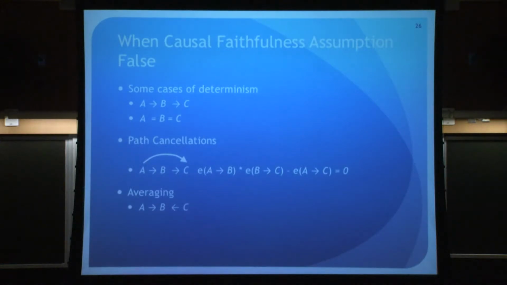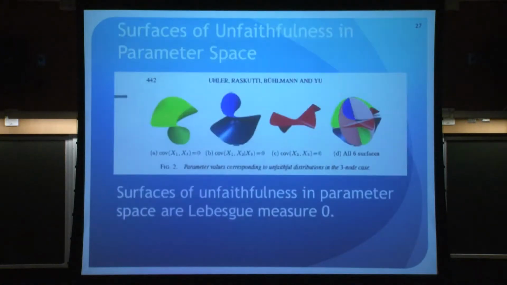You can get failures of faithfulness when paths cancel each other. So if A causes B causes C and A causes C, and it turns out that the path from A to B to C is positive and the path from A to C is negative, if they exactly cancel each other, then you'll get some extra conditional independence relations. And in the case of discrete variables, for instance, when you are marginalizing out variables, which is a kind of averaging, you can get some extra conditional independence constraints that just happen for the particular values of the parameters.